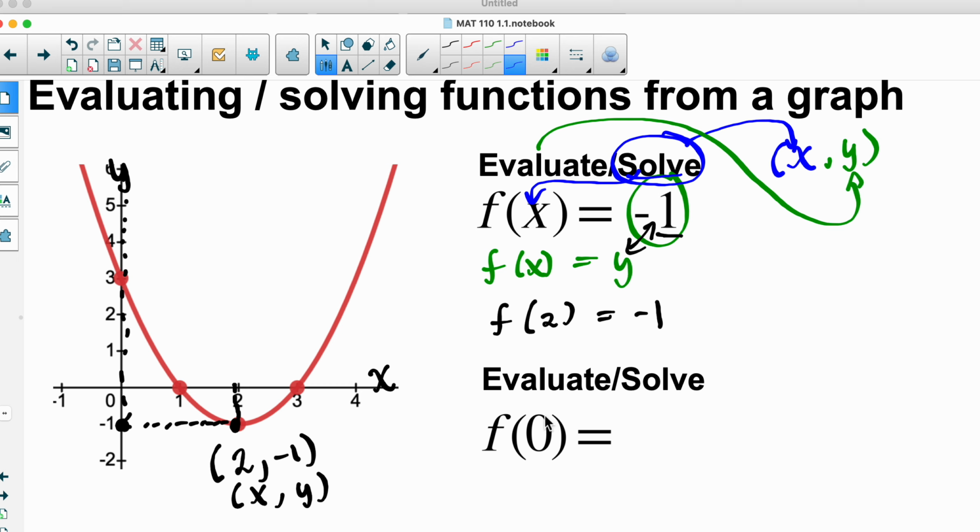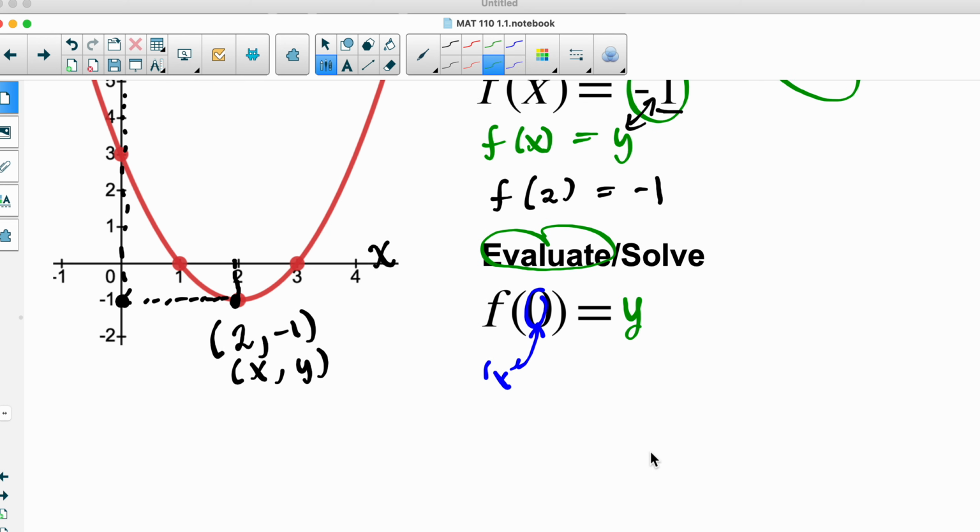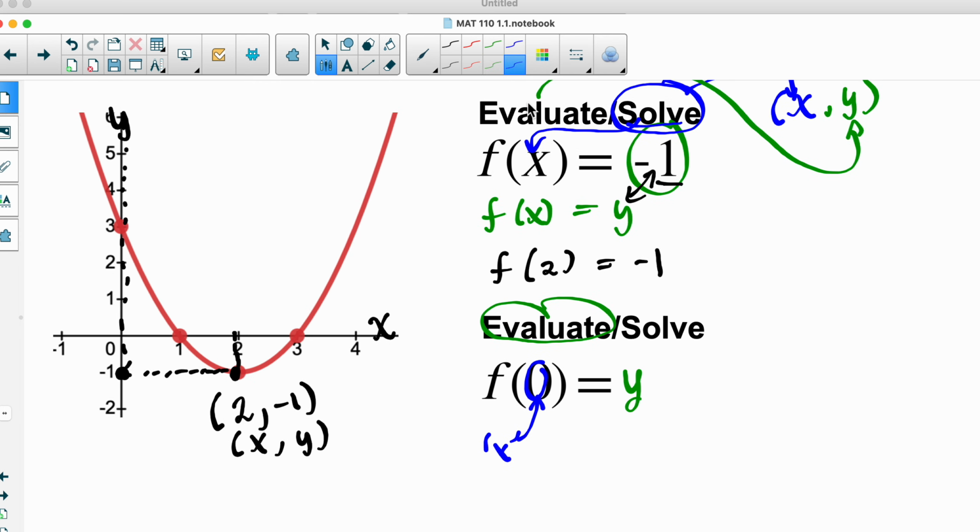On my next example, I'm given the input, or I'm given the x value, and I want to evaluate so that I can find the y value. So what I'm going to do is read my graph. I want to look where x equals 0. Well, x equals 0 here, and I'm going to travel up until I hit the graph, which is 3 here. So I know that when x equals 0, when I travel up, it intersects the y value of 3. So I can say that f of 0 is equal to 3, and it maps right to this ordered pair here.